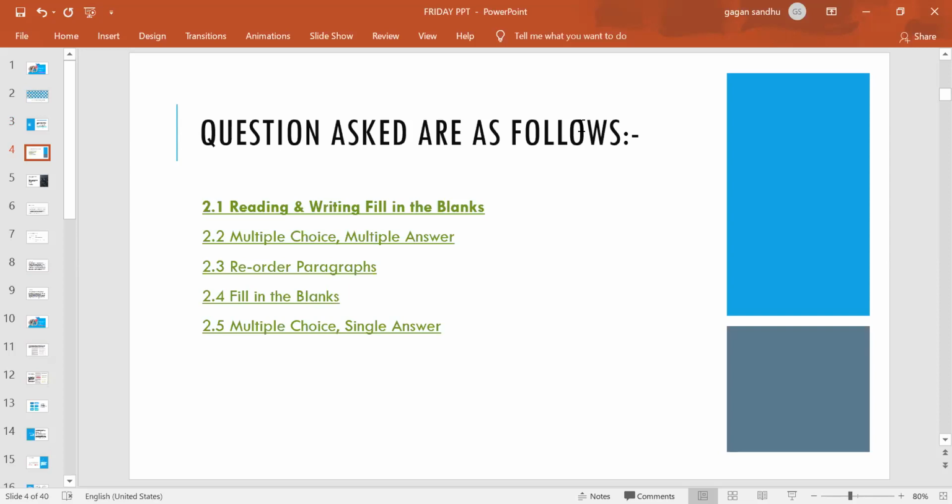Then the second most important is reading, filling in the blanks. Reading and writing, filling in the blanks is first most important; reading, filling in the blanks is second. Reorder paragraph and multiple choice multiple answer give you almost the same numbers. And single answer, of course, is the item type which will give you the least marks. But again, we are after the score of 79 plus, and for that we have to work on every item type appropriately. We cannot even leave one mark. You never know, with one mark I might reach my goal, so everything is important, right?